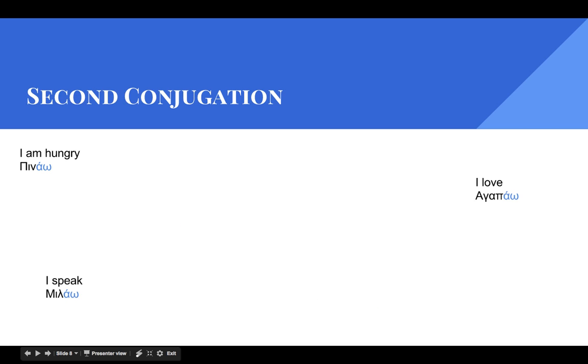Okay, so let's just focus on second conjugation now. As I said, the alpha omega shows that it's second conjugation, that's how you know. And here's the pattern for all the different types of words. So if you wanted to say we are hungry, you would say piname. If you wanted to say they speak, you would say milane.